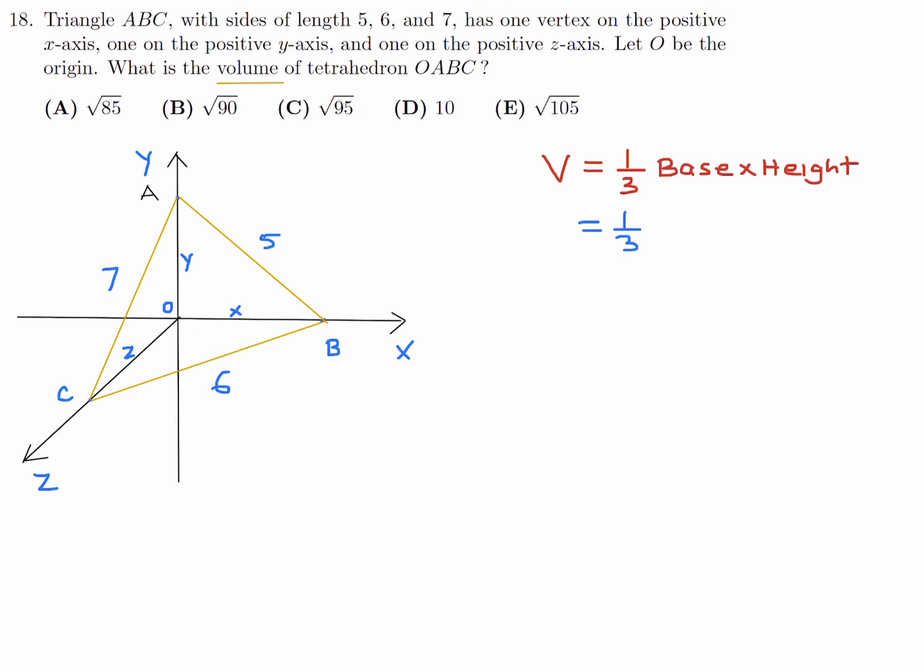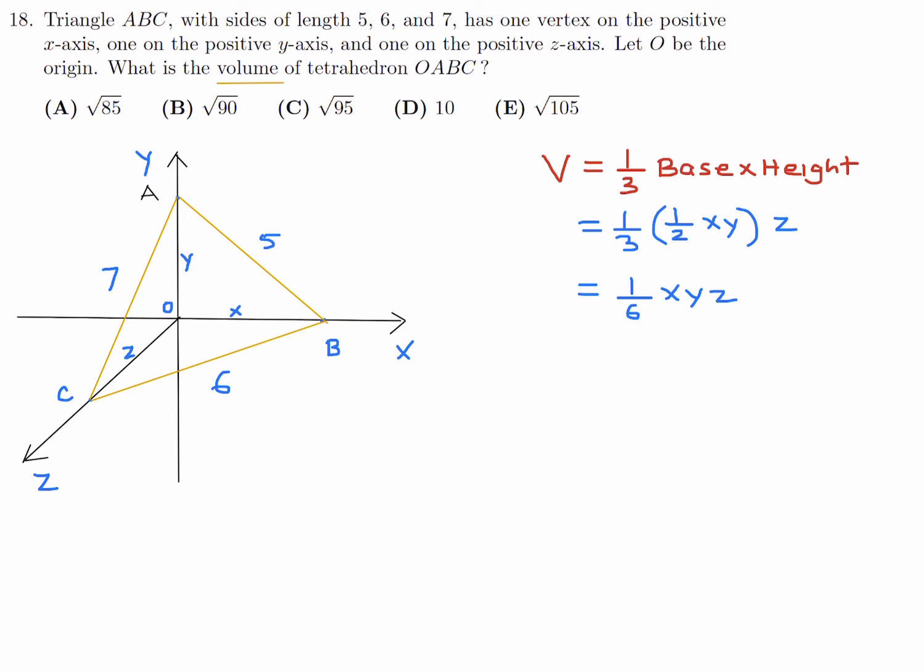Now let's return to this. The area of the base, if I call this the base, it's 1/2 x times y. And if I call this the height, that's perfectly fine. That will be z. So this really just becomes 1/6 x y z. Okay? So if I can figure out the value of x, y, and z, I'm done. I can figure out the volume. Okay, so we're going to use this and a whole bunch of Pythagorean relationships.